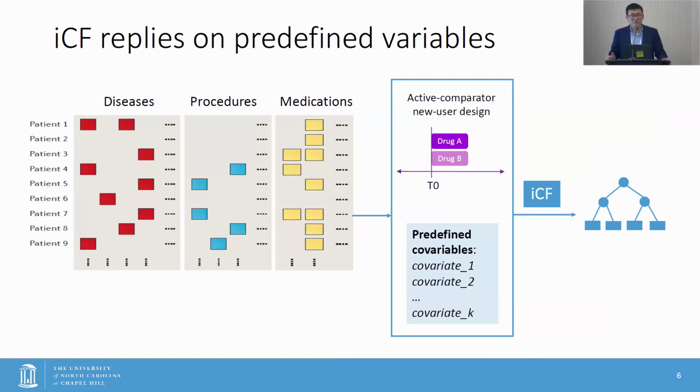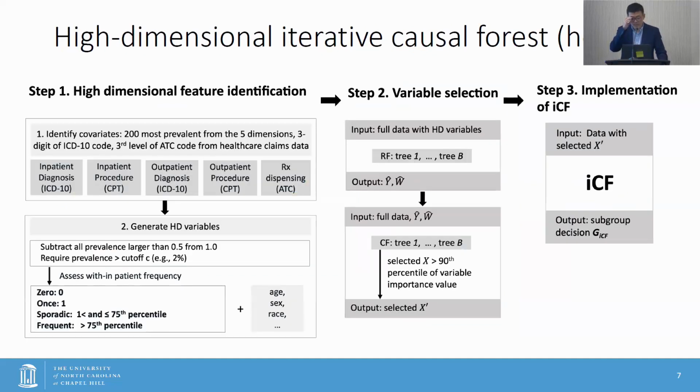Access to a large clean database combined with ICF can give us an unprecedented opportunity to identify heterogeneous treatment effect. However, ICF still relies on predefined variables, so we may still miss important variables or poorly defined variables by using inaccurate codes. So to address this limitation, we developed high-dimensional iterative causal forest. The HD-ICF is based on high-dimensional features and the causal forest method.